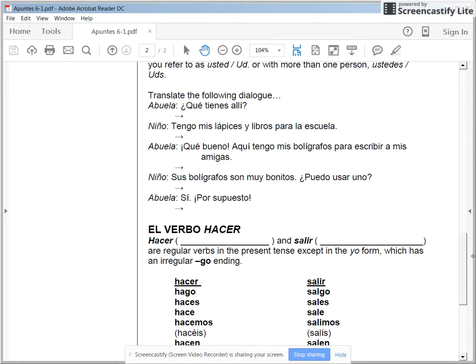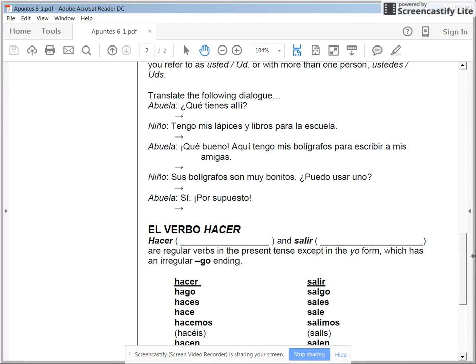Moving on to el verbo hacer. Hacer, we've had in the past, means, write it in the space provided, the translation in English. You should have written to do. Remember, it also means to make. We just have been using it as to do more often. So to do or to make. And our verb salir, which means, writing in the space provided, to go out.